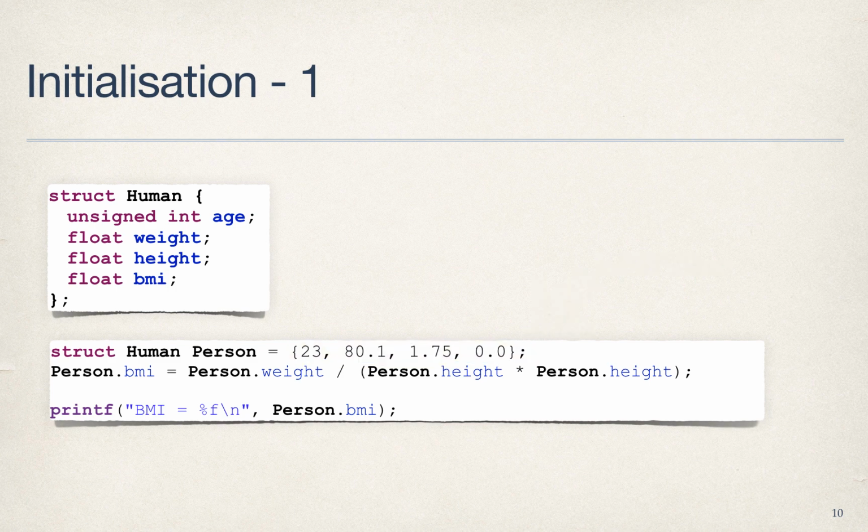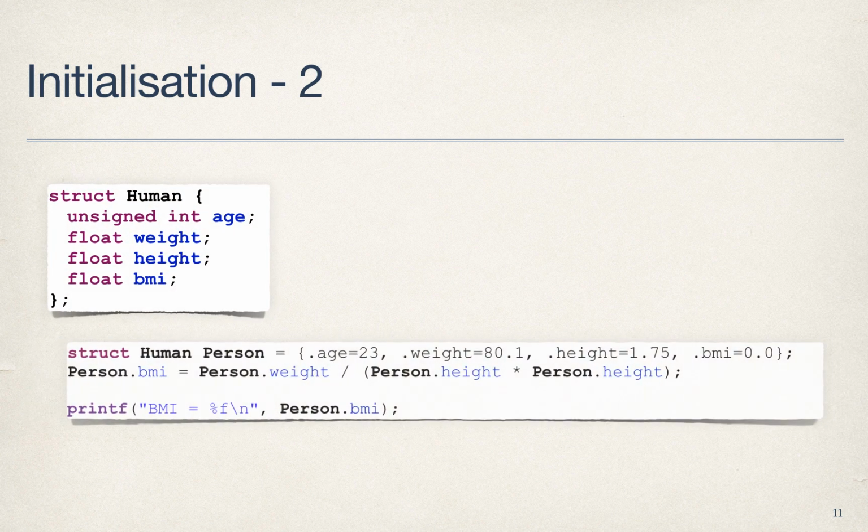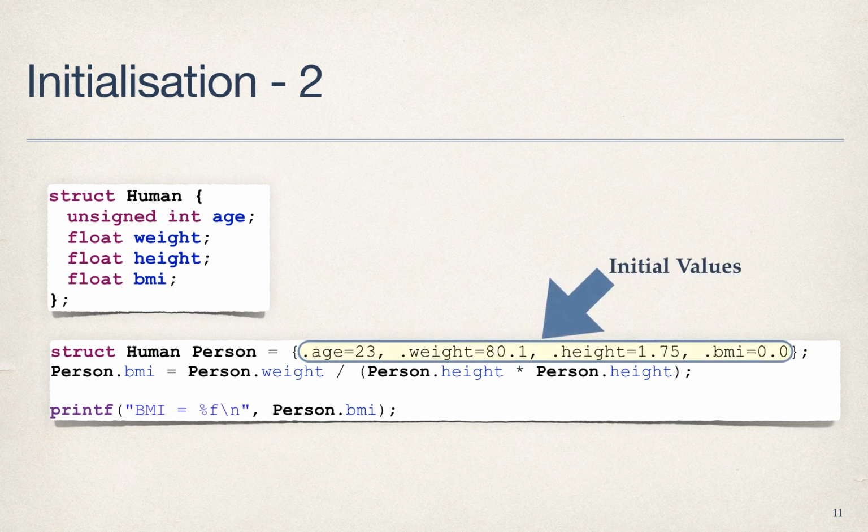Better is the second approach, where you can actually label these values. So that's the data type again, and the initial values now have labels. So .age is 23, .weight is 80.1. Now we don't really need a comment to explain these anymore. It's sort of self-documenting, and that would be preferred. Okay, so that's initialized structures.